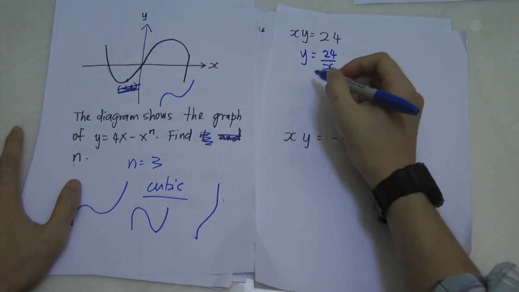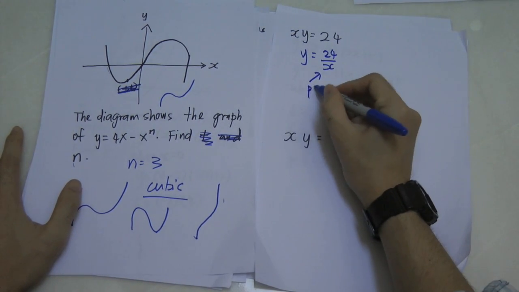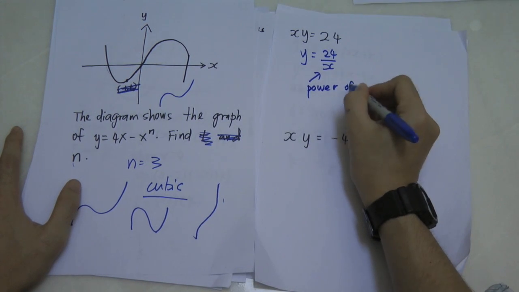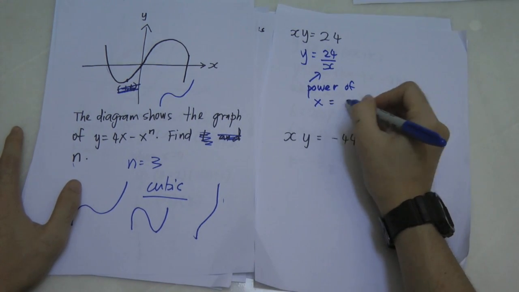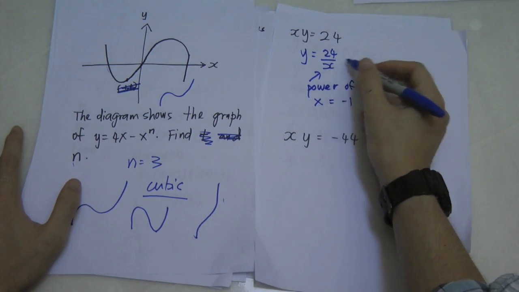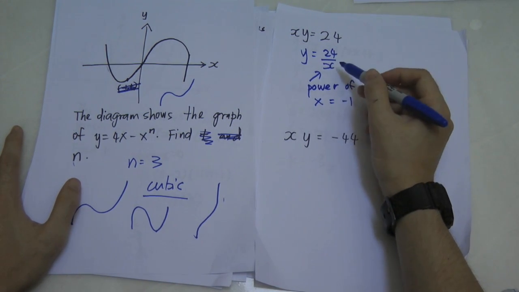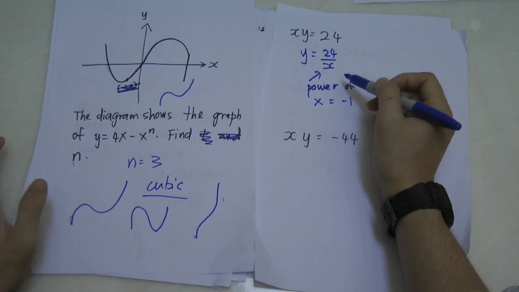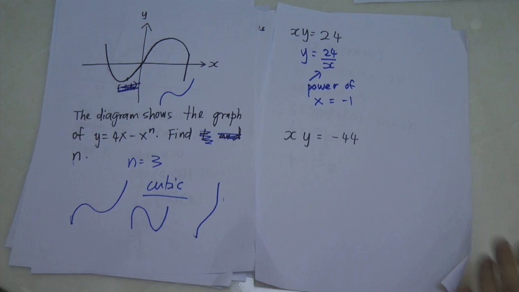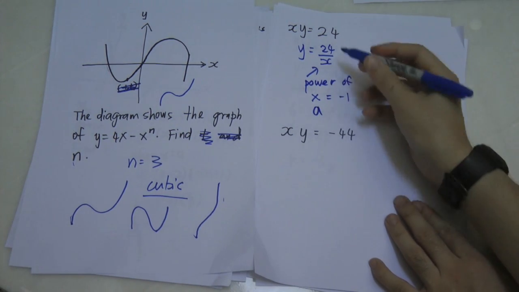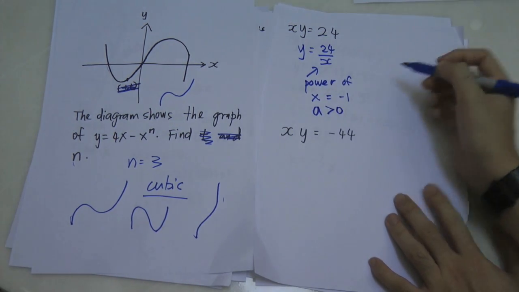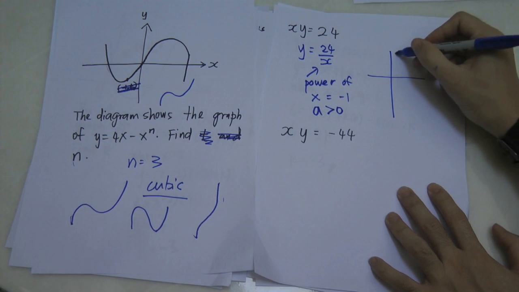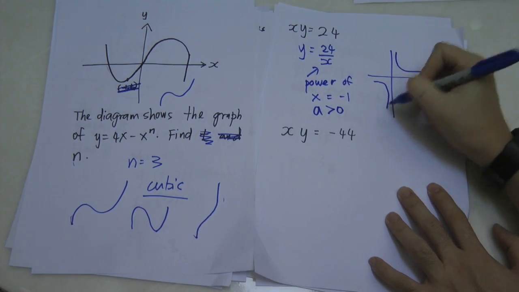So for this one, what is the power of x? So the power of x will be negative 1. Alright, because it's 1 over x. When x is on the denominator, you must be very careful. So when the power of x is negative 1, what is a? a is 24. 24 is bigger than 0. So the graph pattern will be like this.